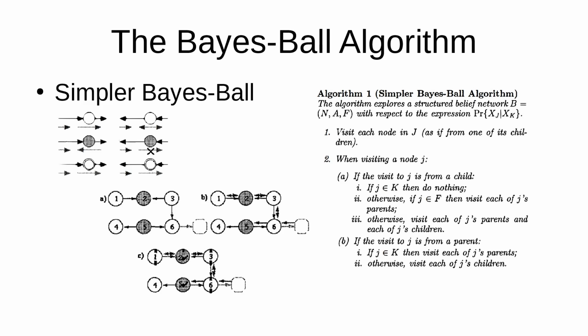Node 6 has no children, so the ball stops there, but node 2 is again observed, so it bounces the ball back to its parents, nodes 1 and 3. In turn, nodes 1 and 3 both bounce it back to node 2. After this point, the ball may bounce indefinitely, but it has now visited all possible nodes.